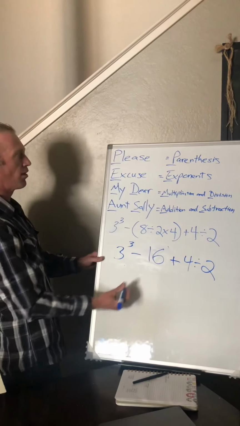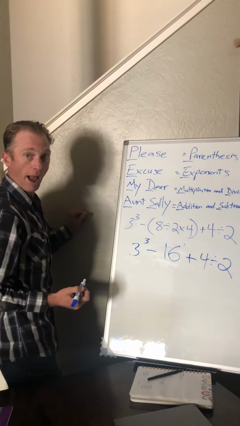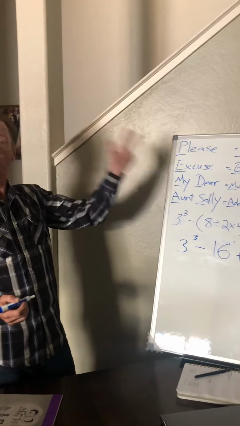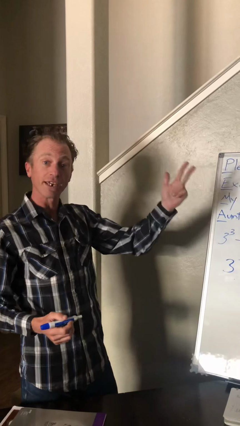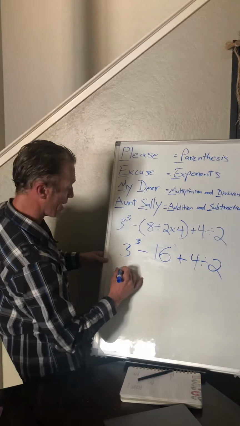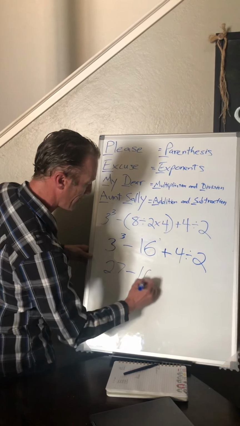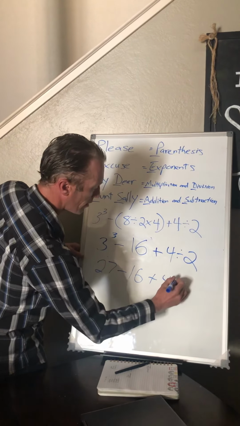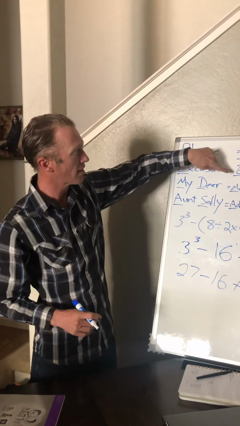Okay, so far we've done parentheses. What's next? Exponents. So we have 3 to the 3rd power. Well, 3 times 3 times 3. What is 3 times 3? That's 9. Times 3 again would be 27. So 3 to the 3rd is 27. And we're going to drop everything else down. We have minus 16 plus 4 divided by 2. So far we've done parentheses and exponents.